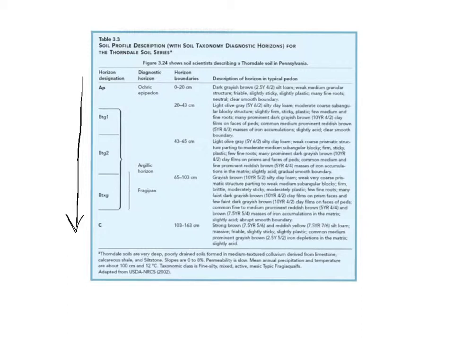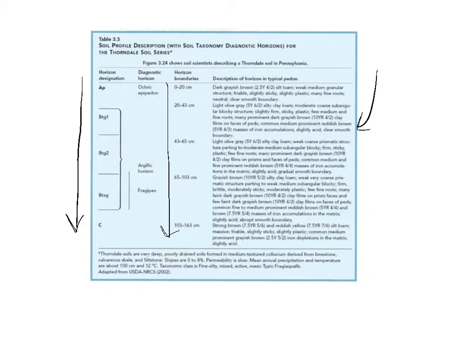So this lets us look at a profile, and it lets us think about the horizons and how deep they are. Now these are in centimeters. So it tells us that we've got an Ap, and that Ap is roughly from 0 to 20 centimeters. From 20 to 43, we've got a Btg, and so forth.